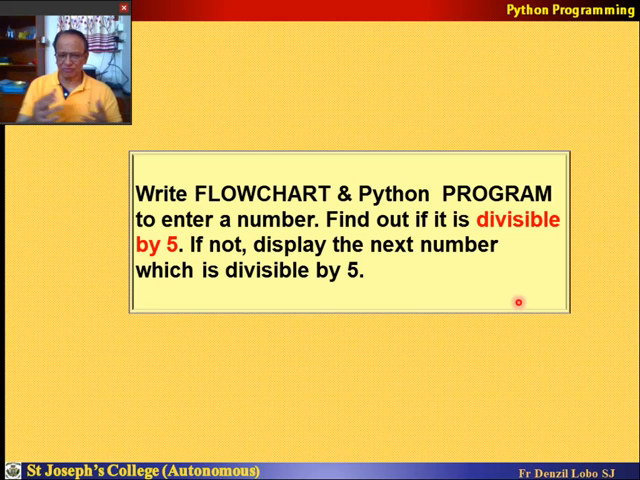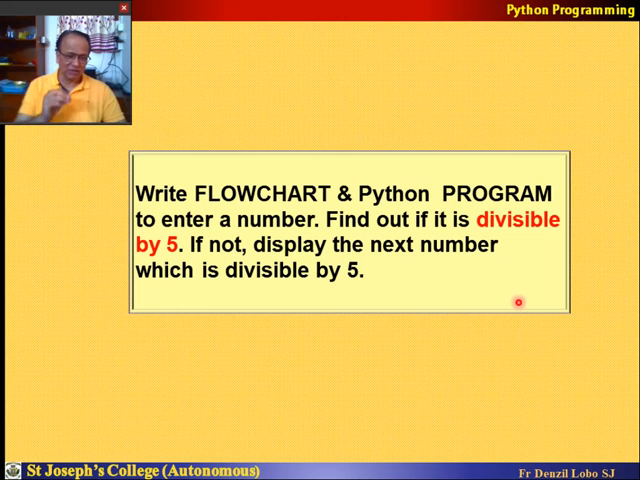Of course, all of us know, if I ask, for example, 20, immediately you are going to answer that 20 is divisible by 5. Or 23, you are going to say, oh no, it is not divisible by 5. The next number is 25. But I've seen many times people give the answer, but when I ask them to write a program or flowchart to do that, they find it difficult, unfortunately, because they are not able to think clearly.